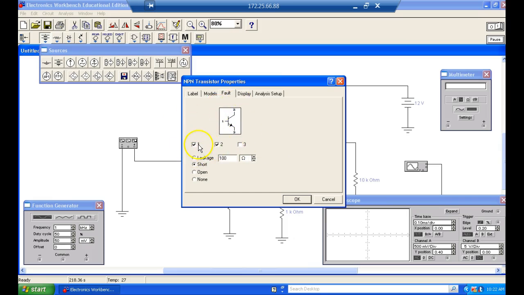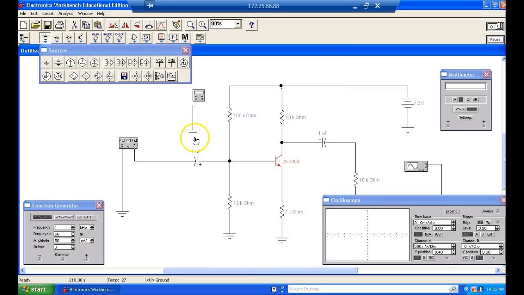So collector to base. We got it short. So what should we expect to happen? So what's my base voltage going to do? Is it going to go up, or is it going to go down? Why? You're right. Well, you got a 10K in parallel with a 100K now, right? You understand? So it means it sees it as less than a 10K, which means it's going to drop less voltage. So my base voltage goes up.